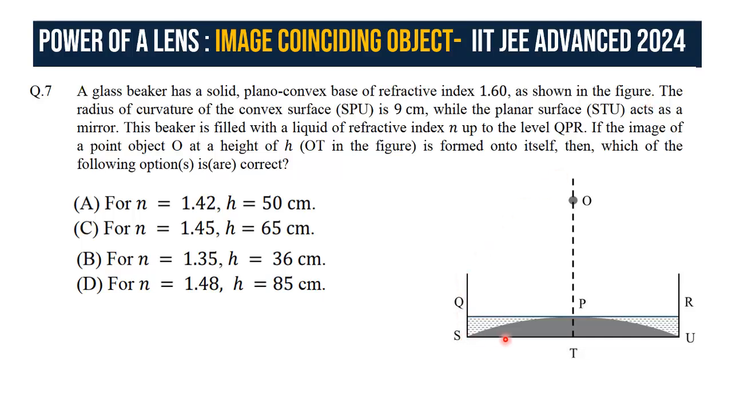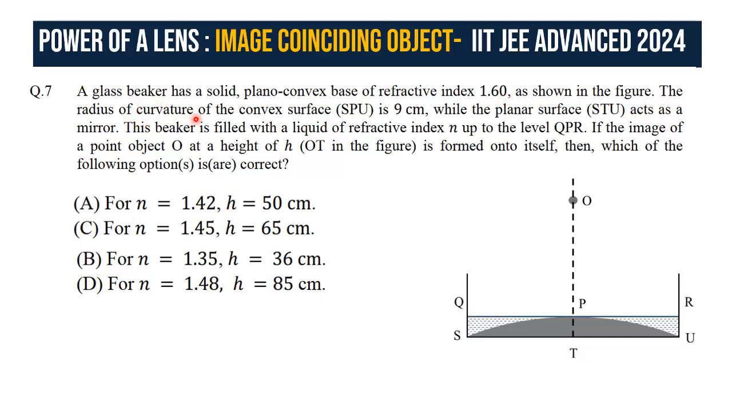So this is a glass beaker and this base is plano-convex. So this is plane part and this is convex part. And refractive index of the material is given, that is 1.6.